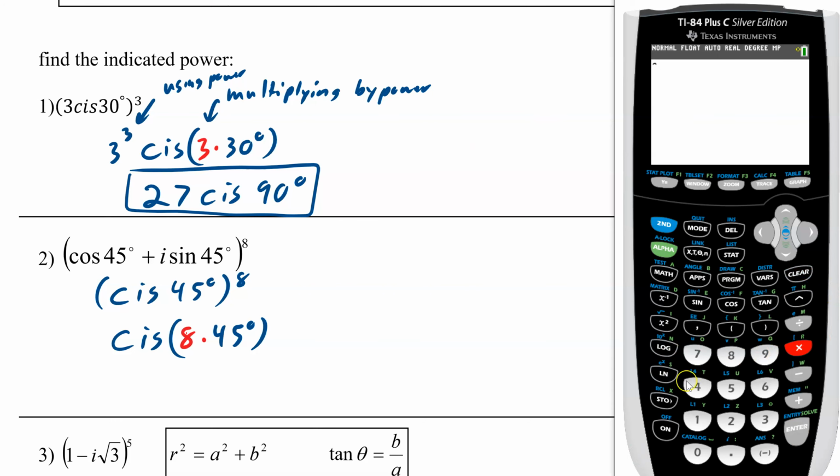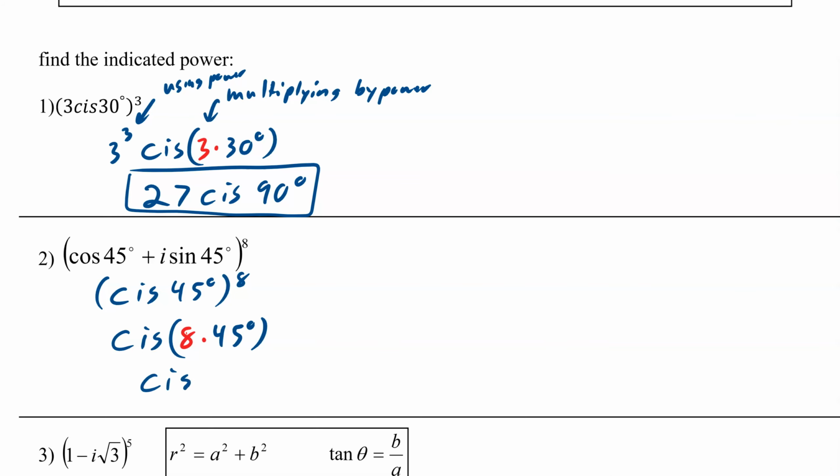So 8 times 45 is 360. And so we can leave it at 360, or you can subtract 360 and make it 0. But this would be cis of 0 degrees. And there you go.